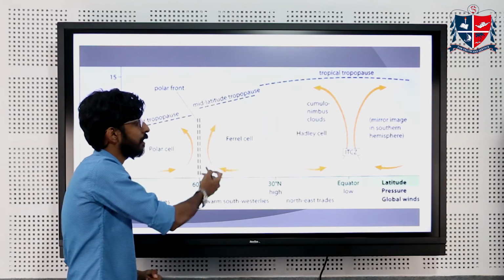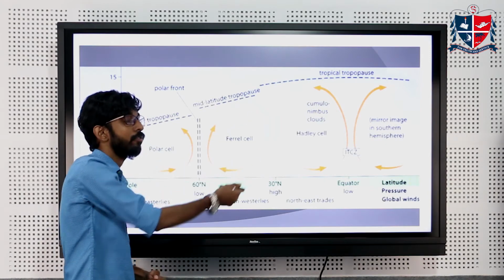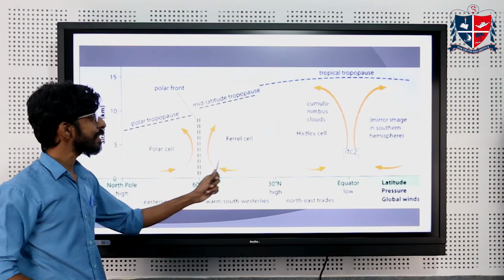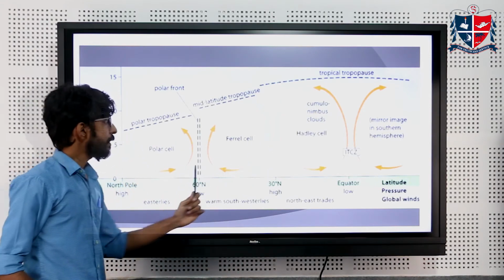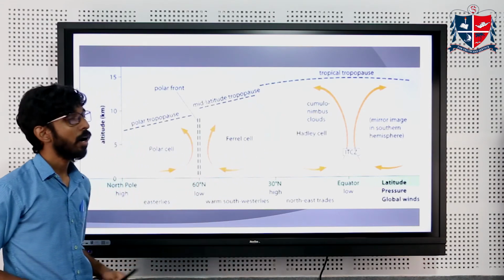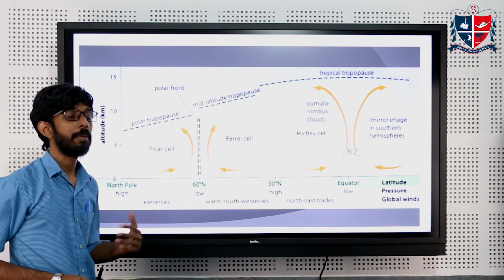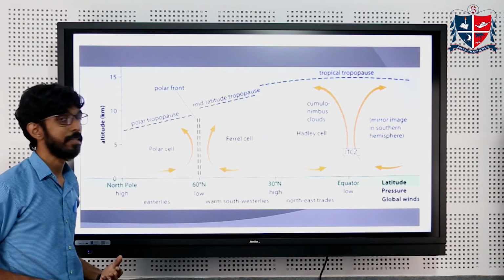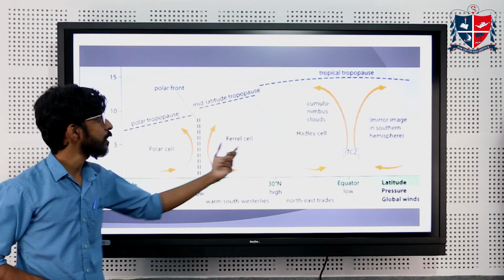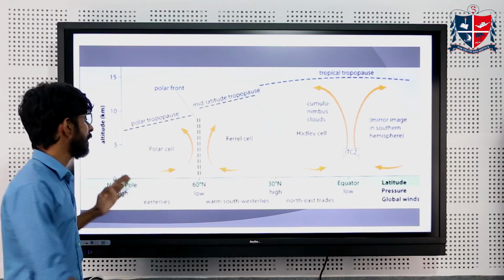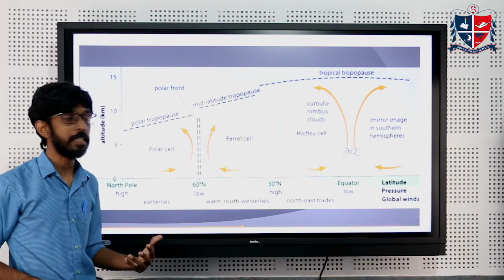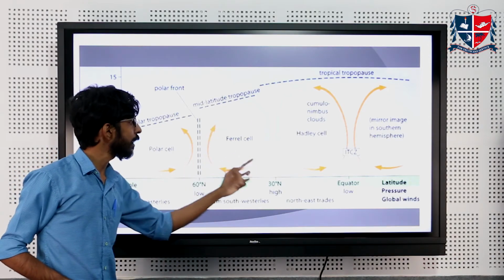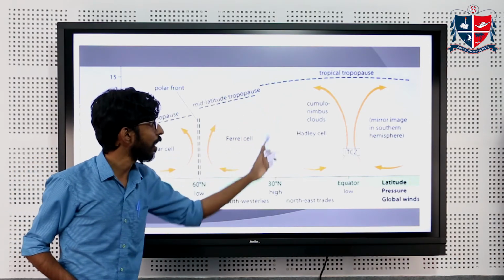Between these two cells, we have another cell which is called the Ferrel cell, and this cell is fundamentally different from the polar cell and Hadley cell. That is, the Hadley cell and polar cell are temperature driven cells, thermal cells we can say, because these two cells work because of the temperature difference in these two regions. But the Ferrel cell is somewhat like a mechanical cell. It acts in the opposite direction of the polar cell and Hadley cell.